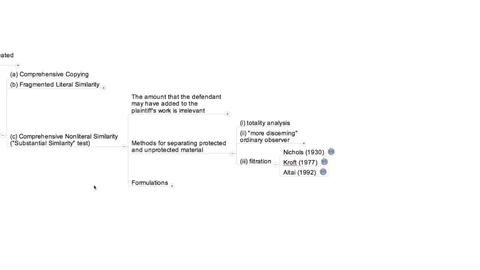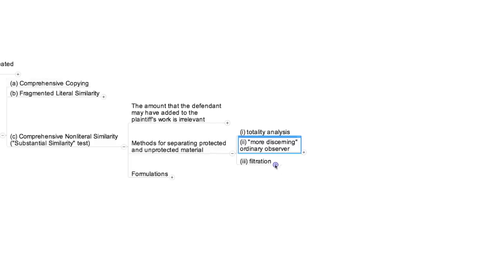Now, let's return to the main road. The fundamental problem, I've noted, is how to separate protected from unprotected material when applying the substantial similarity test. The approach most generous to copyright owners is totality analysis. The least generous approach is the abstraction filtration comparison test, now applied by most US courts in the context of software. In between these two is the, quote, more discerning observer test. The way in which that approach works is best explained after we have explored the meaning of substantial similarity. So to that troublesome concept, we now turn.